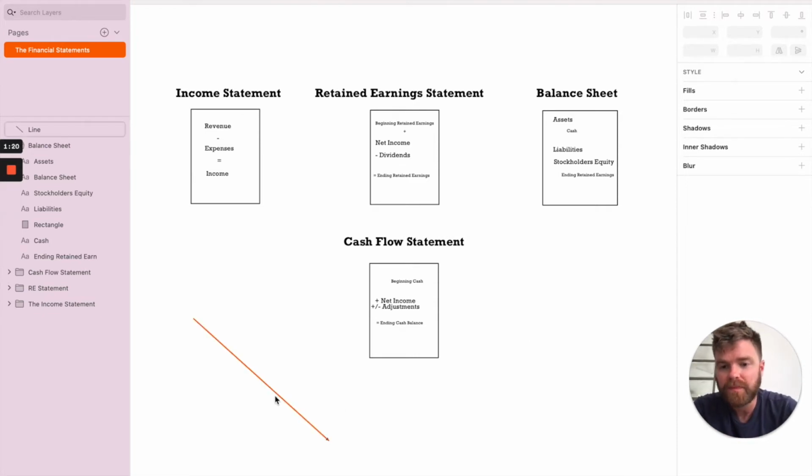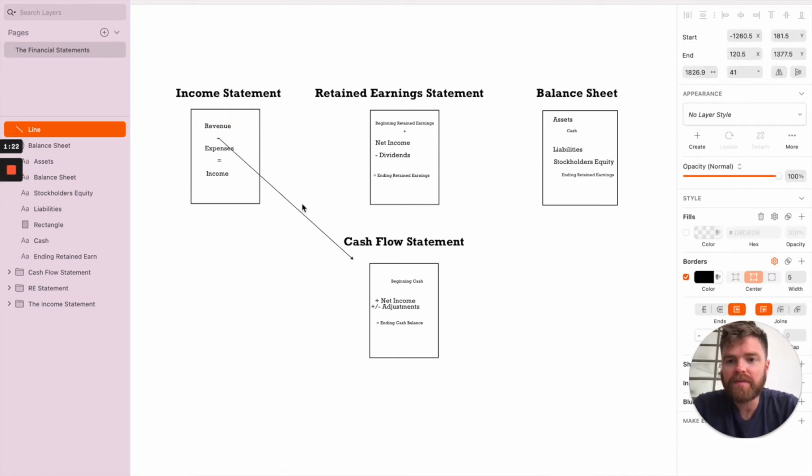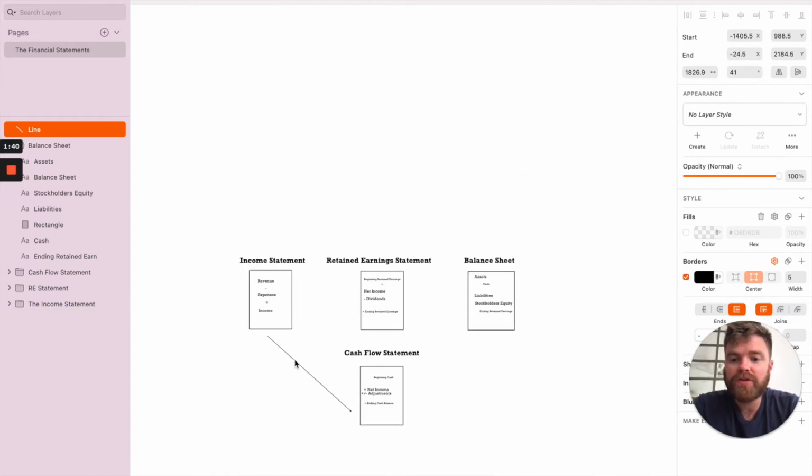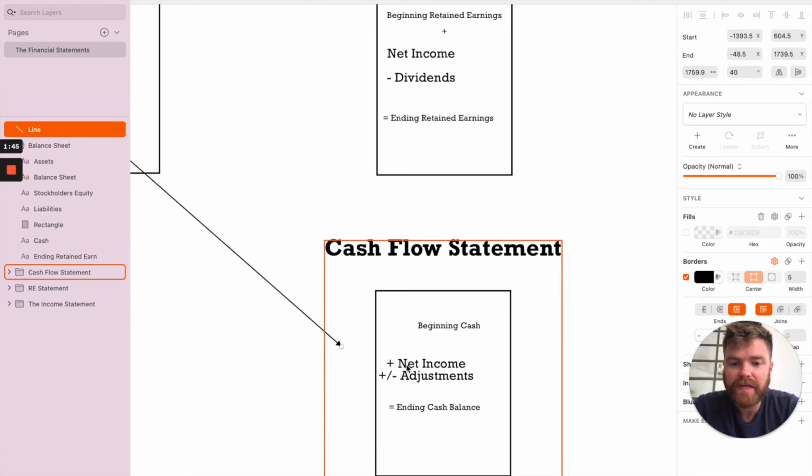So first off, the income statement is where you always start when you make your financial statements. And as you probably know by now, revenues minus expenses equals income. That's what's left over after you subtract out your expenses. Now, once you get income, this flows down into your cash flow statement, as you see here. The cash flow statement is the beginning cash balance you have, plus net income, plus or minus adjustments, which equals your ending cash balance, what you have left over.